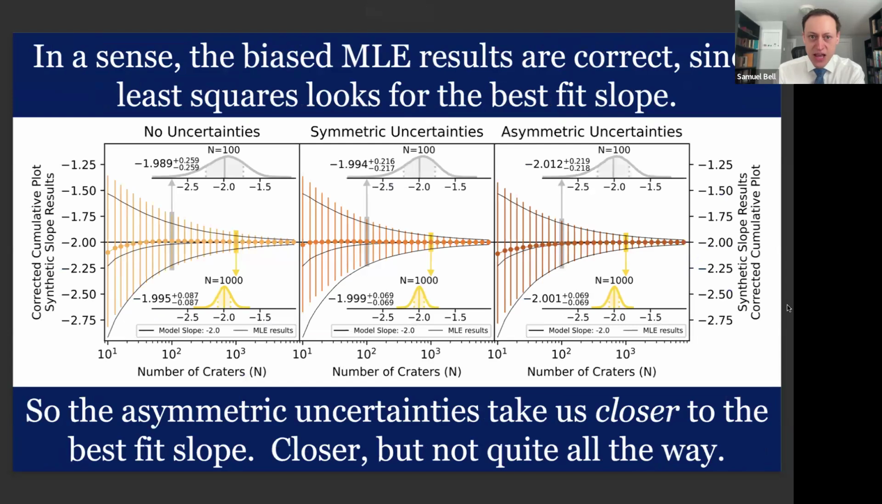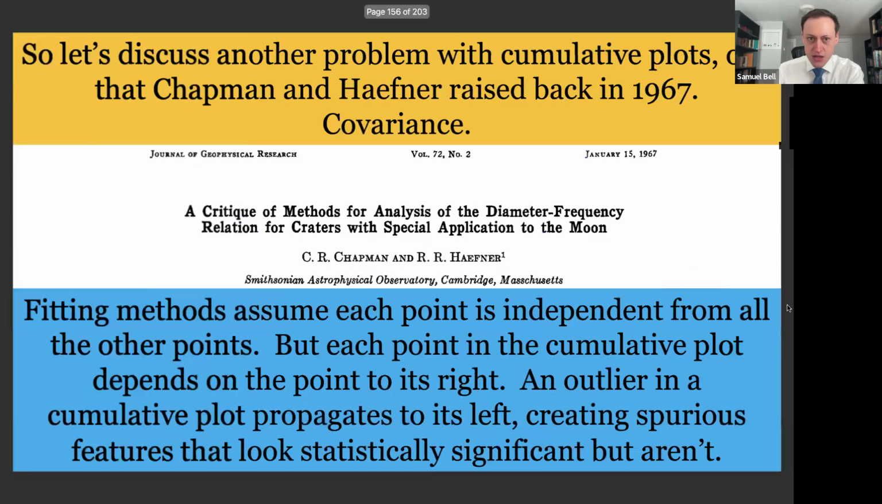In a sense, the biased MLE results are correct, since least squares looks for the best fit slope. So the asymmetric uncertainties take us closer to the best fit slope. Closer, but not quite all the way. So let's discuss another problem with cumulative plots, one that Chapman and Hefner raised all the way back in 1967, covariance. Fitting methods assume each point is independent from all the other points, but each point in the cumulative plot depends on the point to its right. An outlier in a cumulative plot propagates to its left, creating spurious features that look statistically significant but aren't.